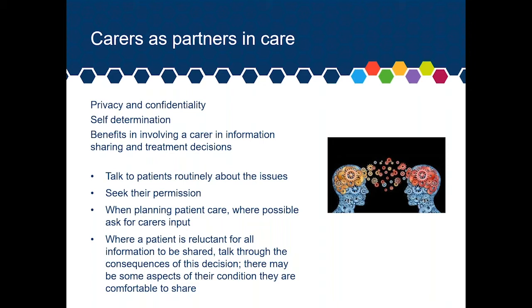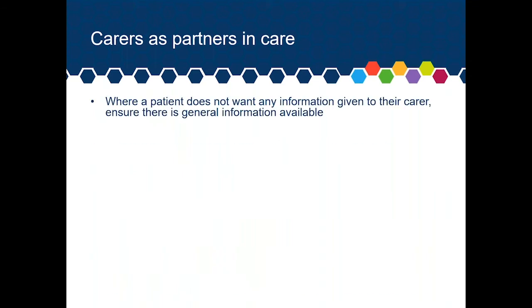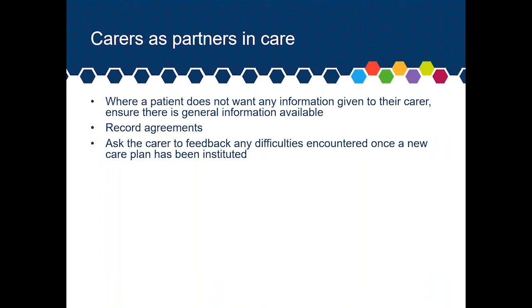Where a patient is reluctant for all information to be shared, talk through the consequences of this decision. There may be some aspects of their condition that they are comfortable to share. Where a patient does not want any information given to their carer, ensure there is general information on relevant health conditions available. For example, leaflets on medical conditions or the effects of medication. Introduce and record agreements on information sharing prominently in the patient's notes so other members of the care team are aware of them. Ask the carer to feedback any difficulties encountered once a new care plan has been instituted.